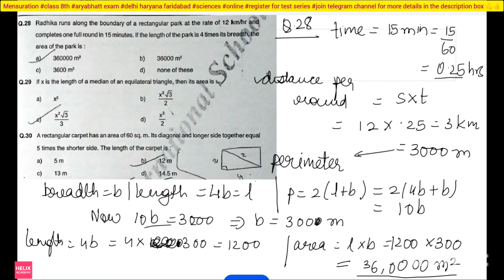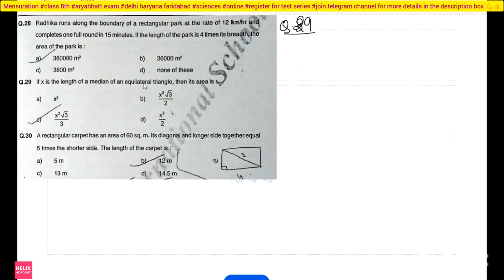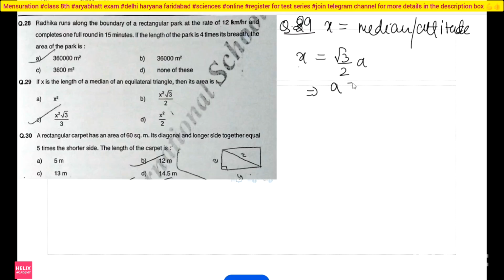Option A. Okay. If x is the length of the median of an equilateral triangle, then what is the area? So you have to find the area. Here it is given that x is equal to the median or the altitude of your equilateral triangle. Then x is equal to root 3 by 2 a, where a is the side of the equilateral triangle. So from here I can say a is equal to 2x upon root 3, right?